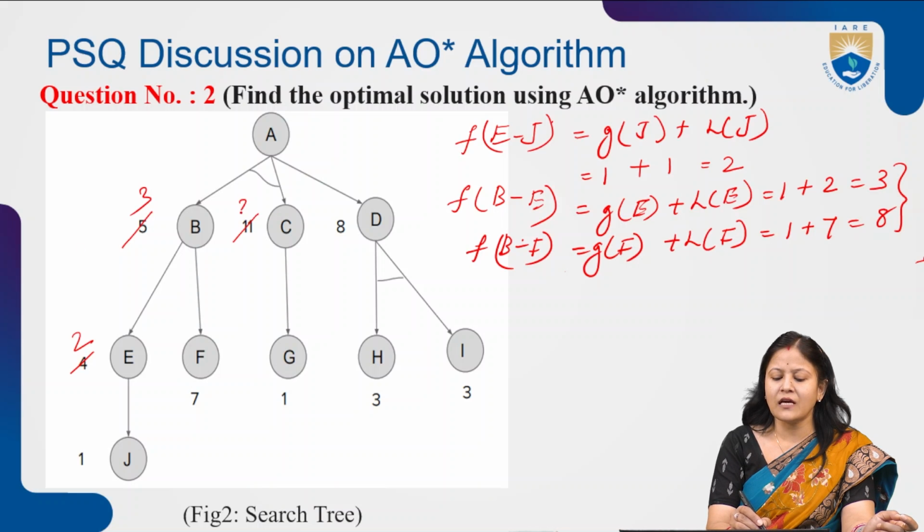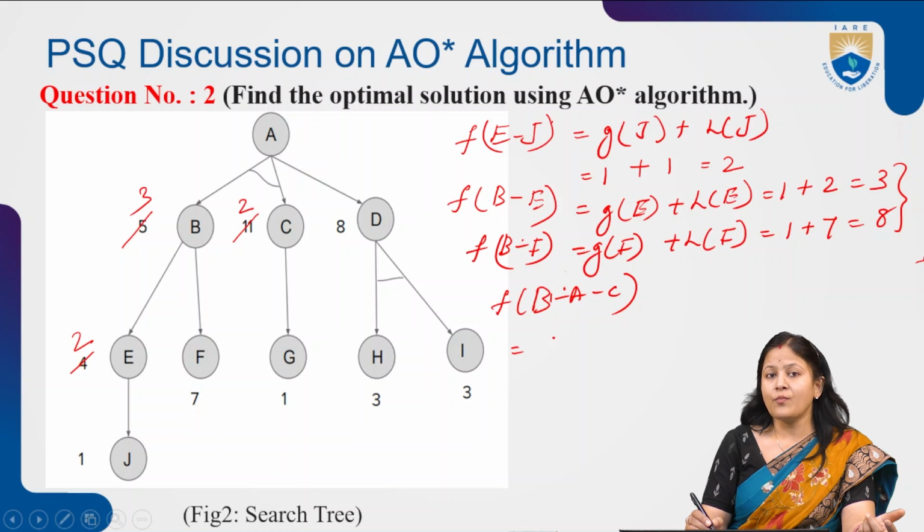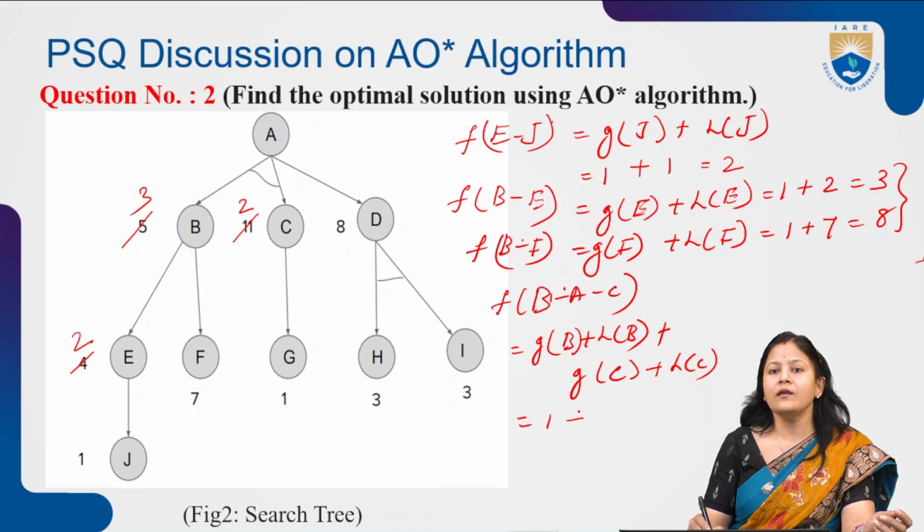And C has already been changed, I hope I have told you. It has already been changed to 2. Now you explore the path F of ABC, or you can write BAC, any way you can write. F of BAC is equal to, while calculating the formula, you have to consider the child node always. So G of B plus H of B plus G of C plus H of C. Now G of B is 1. H of B is equal to 3, now it has been updated. G of C is 1 and H of C has been updated to 2. So 3 plus 2 is 5, plus 2 is 7.